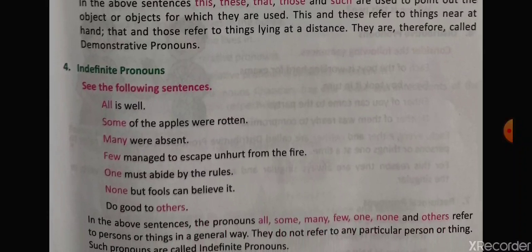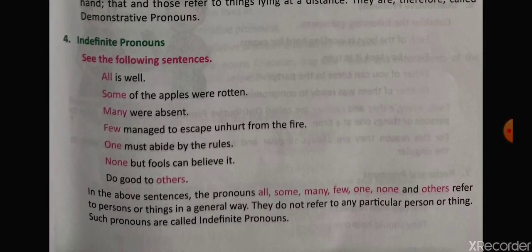Next is indefinite pronouns. In the above sentences, the pronouns all, some, many, few, one, none, and others refer to persons or things in a very general way. They do not refer to any particular person or thing. Such pronouns are known as indefinite pronouns. So indefinite pronouns are those pronouns which do not actually refer to a particular thing. Like, all is well, some of the apples were rotten, many were absent, few managed to escape unhurt from the fire, one must abide by the rules, none but fools can believe it.